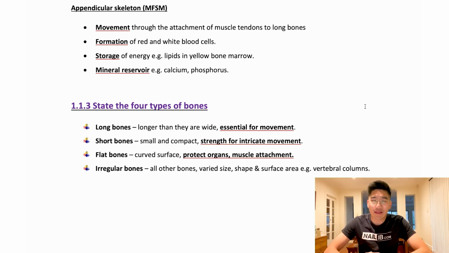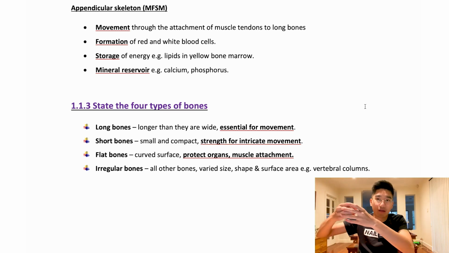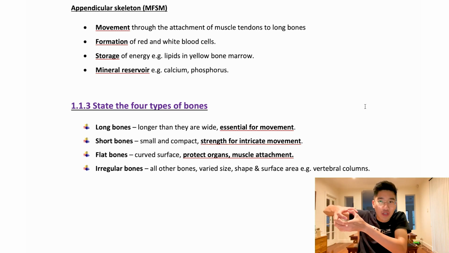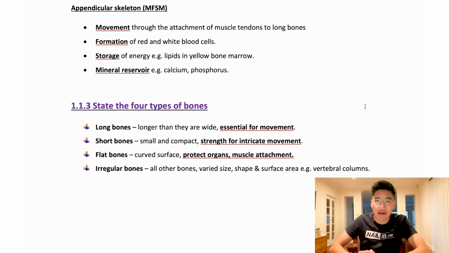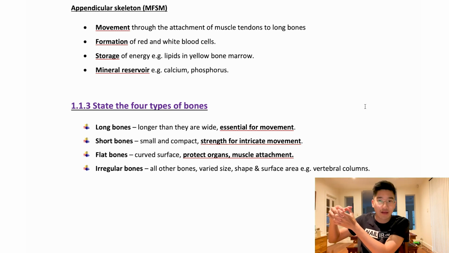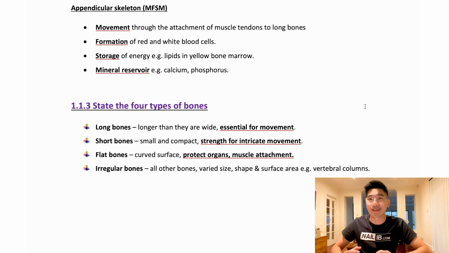If we look at the vertebral column, each vertebrae really kind of has a different shape depending on where it's situated at. So C1 or cervical vertebrae 1 will be very, very different to C7, cervical vertebrae 7. And so will it be different to, for example, lumbar vertebrae 2. And so these are what we call irregular bones, and they serve all types of functions.